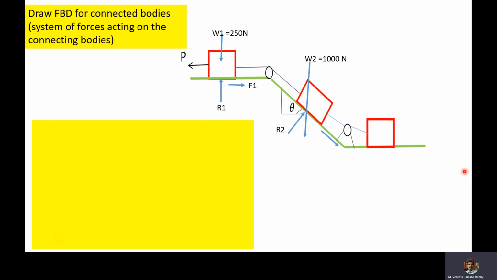Resolve this weight force. The weight of this body always acts vertically down. Normal reaction. Because the body tends to move left, the frictional force acts right. Then resolve this force: normal to the incline is this, and this is along the incline.